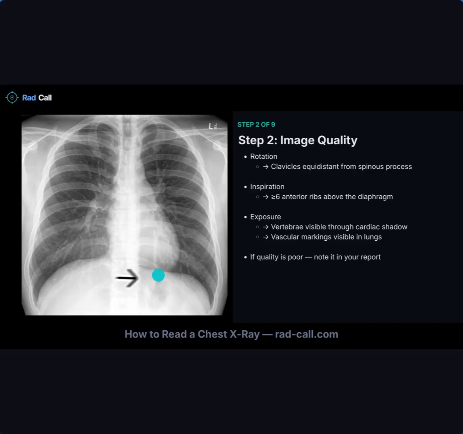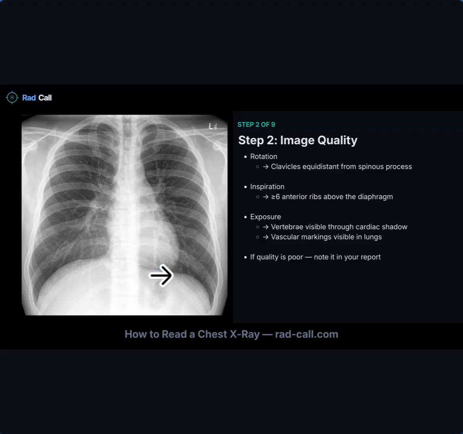Next, you'll look at inspiration. Is this something where the patient has basically breathed out all of their air and everything's collapsed, or is it an appropriate inspiratory effort? And that's defined as greater than or equal to 6 anterior ribs above the diaphragm.